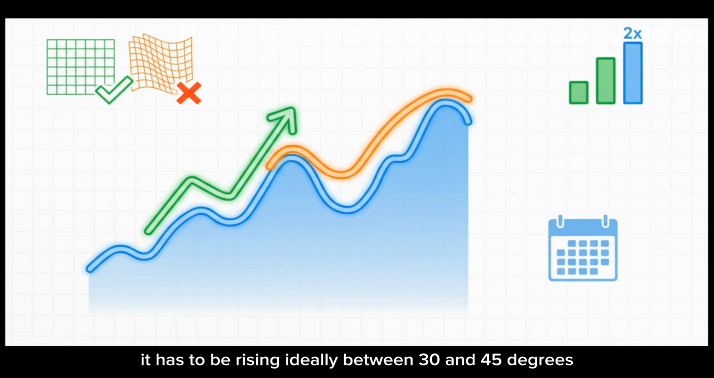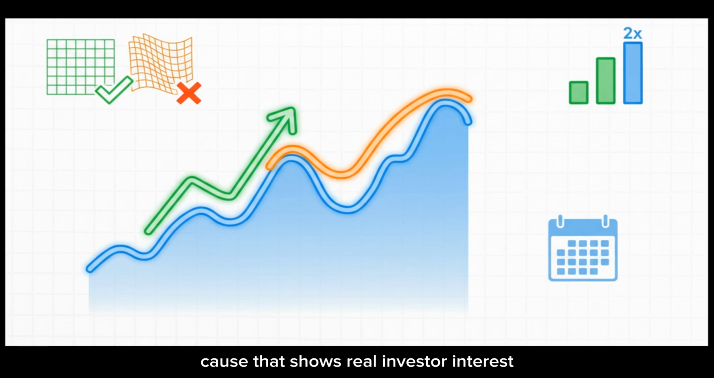That lead-in trend line has to be rising, ideally between 30 and 45 degrees, because that shows real investor interest. And that phase needs to last at least a month to be significant. The bump itself should be kind of rounded, showing momentum is slowly dying out. But honestly, that last rule, that's the most important one of all.